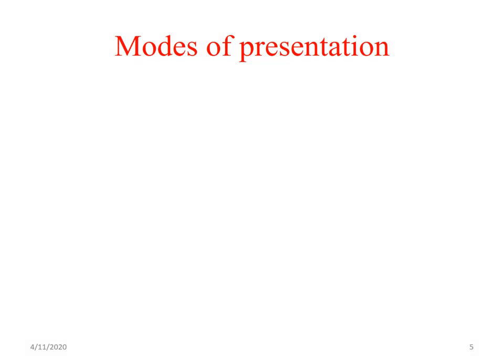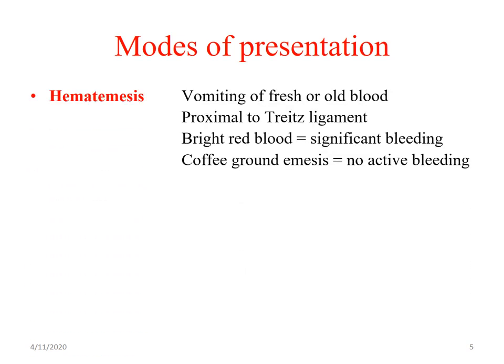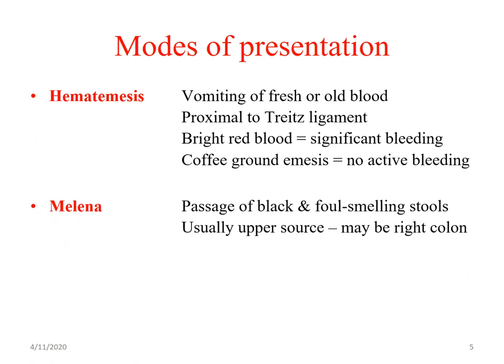What are the modes of presentation? How does a patient with upper GIT bleeding present to you? It usually presents either as hematemesis, which is defined as vomiting of fresh or old blood proximal to this ligament, which is usually bright red. That means it might be a significant bleeding, or it might be coffee ground emesis. That means it is old altered blood, which is not active bleeding.